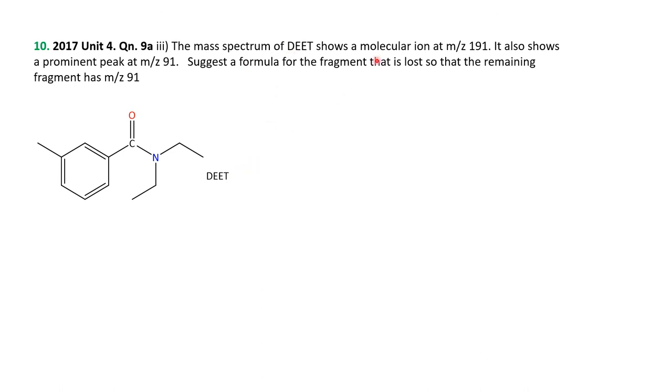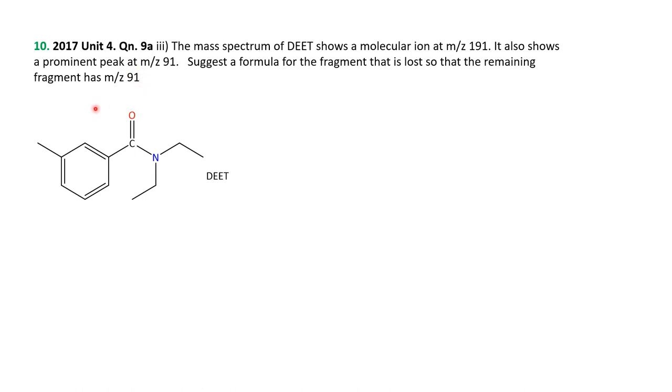The mass spectrum of DEET shows a molecular ion at 191, so the molar mass is 191. It shows a prominent peak at 91. Suggest a formula for the fragment that's lost. So the remaining fragment is the 91. Well, if the whole molecule is 191 and the fragment of interest is 91, what's lost must have a mass of 100.